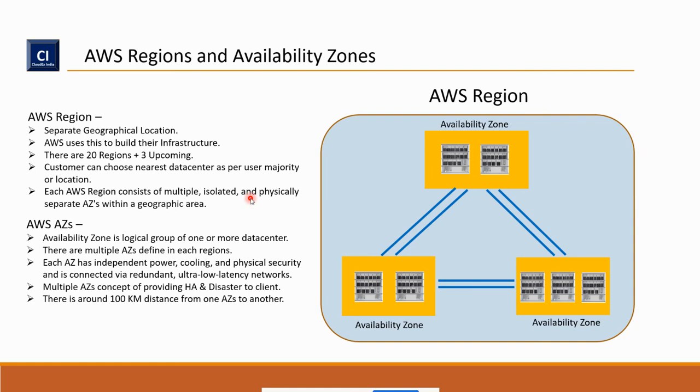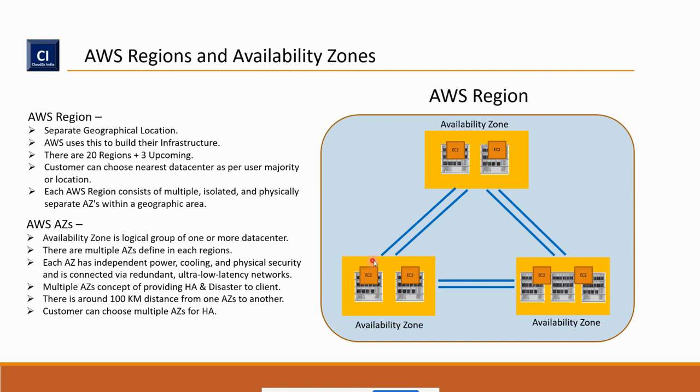There is around 100 kilometers of distance, remember, from one AZ to another AZ, a minimum of around 100 kilometers. So in case any disaster like an earthquake or flood happens in availability zone A, it cannot impact B. The customer can choose multiple availability zones for high availability, as I discussed. So if you are going to deploy services, make sure you are not deploying under one availability zone.